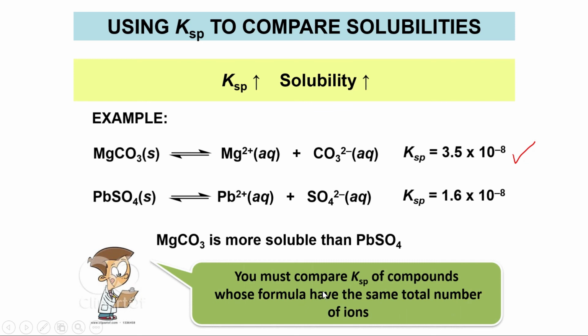But bear in mind, you must compare Ksp of compounds whose formulas have the same total number of ions. Here we have 1 ion, 1 ion. So the total number of ions for magnesium carbonate is 2, and the same here, we have 2. So it is valid to compare salts with the same total number of ions. If you compare with barium fluoride, it's not valid because barium fluoride has 3 ions in total. So when comparing Ksp values, please make sure you are comparing salts with the same total number of ions.